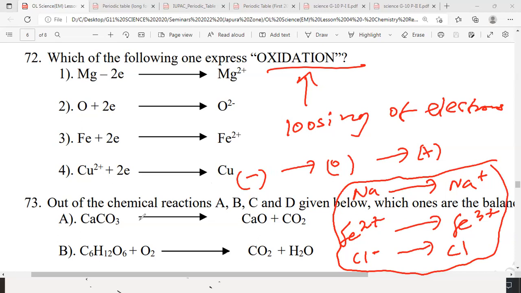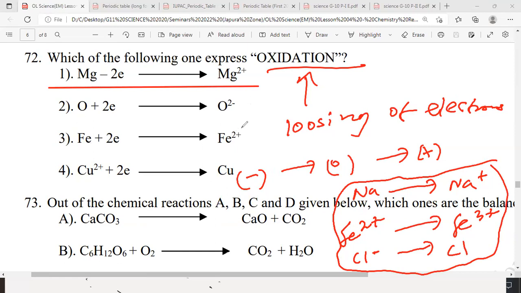0 to minus, or 0 to plus. So yes, the answer is the first one. 2 electrons lost, therefore magnesium represents oxidation. This is reduction, here the 0 to minus. Iron, this is also oxidation.